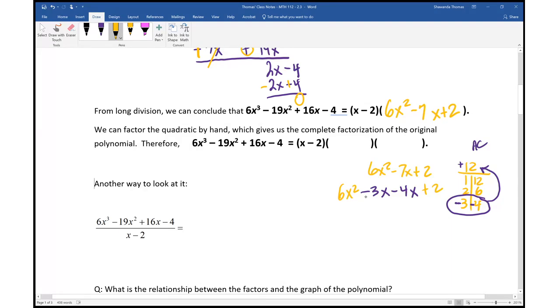Now, since we have 4 terms, that should trigger factor by grouping. So we're going to take a 3x out times 2x minus 1. We're going to take a negative 2 out times 2x minus 1, because we wanted these two factors to be identical. Therefore, our factors are 2x minus 1 times 3x minus 2, or vice versa, 3x minus 2 times 2x minus 1.